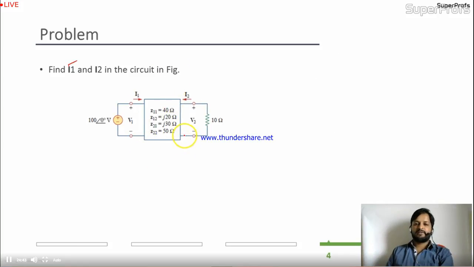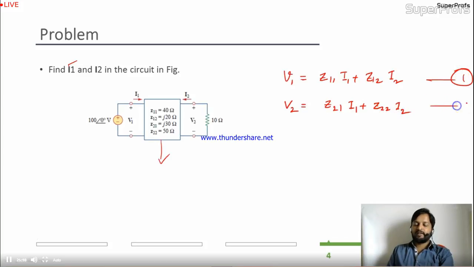I1 and I2 in the circuit given over here. The parameters are given. If parameters are given, can you apply the equations? The equation is V1 equals Z11 I1 plus Z12 I2, and V2 is nothing but Z21 I1 plus Z22 I2, right? Equation 1 and equation 2.